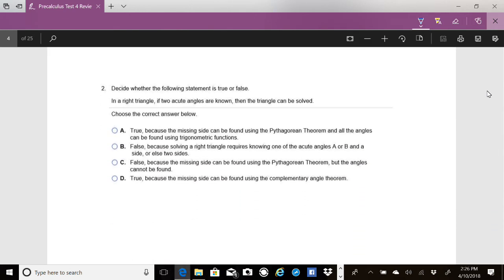Now we want to decide whether the following statement is true or false. In a right triangle, if two acute angles are known, then the triangle can be solved. To solve the triangle means that you can find all the angles and all the sides. Let's go ahead and draw a picture of a right triangle.